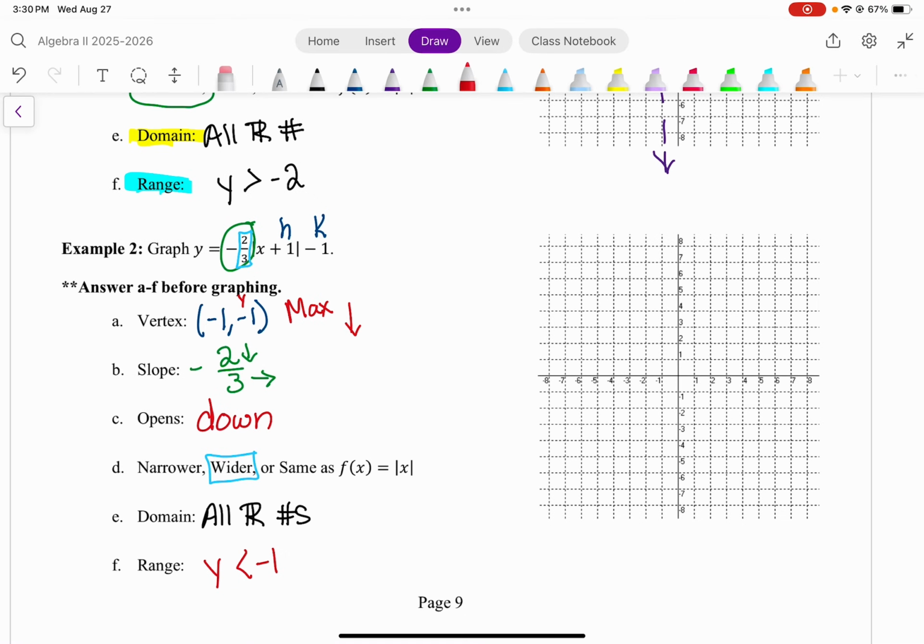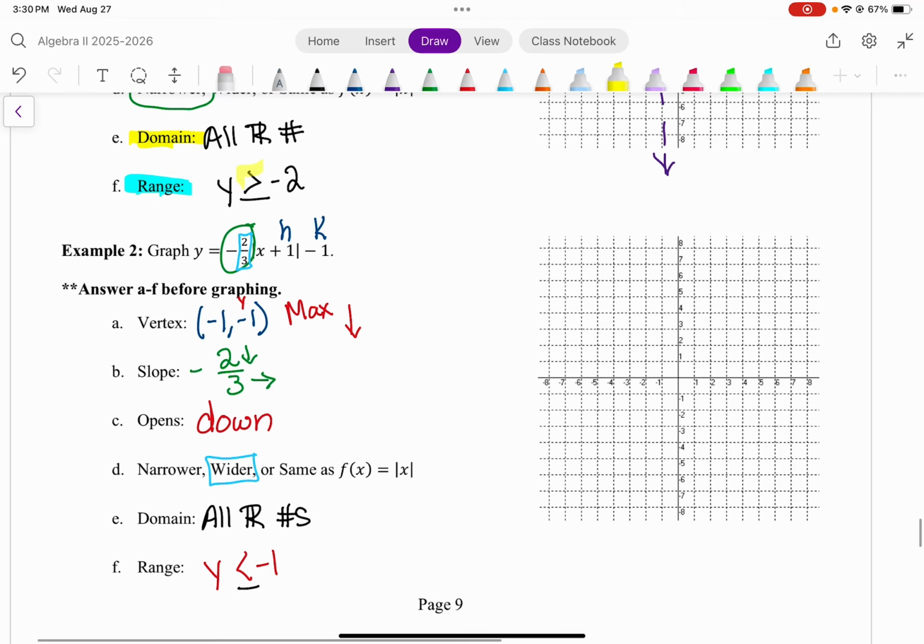Oh, I am so sorry. I forgot. Make sure the vertex is part of the graph. So we need to make sure we also include the or equal to. Sorry about that. So with these, the vertex is part of the graph. So we have to put the or equal to, because that vertex will be on the line of the graph. So it will be equal to that.